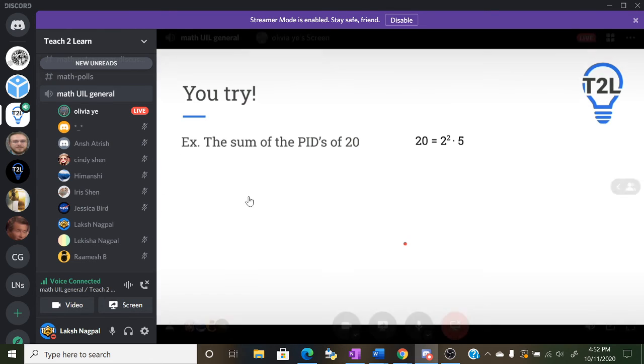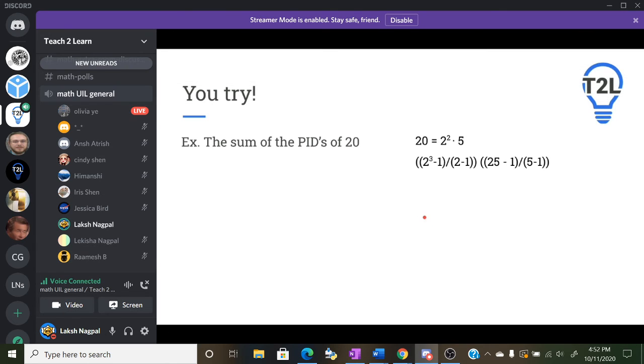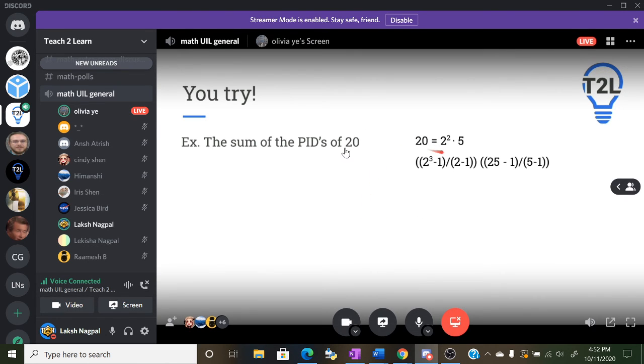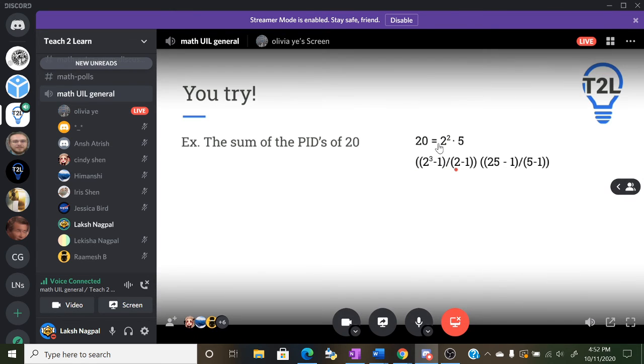Should we go ahead and reveal it then? Yeah, I can just go over this one. It's asking for the sum of PIDs of 20. First you want to take the prime factorization, which is 2 squared times 5. Then you do steps 2 and 3 from the last slide. You look at the individual numbers, 2 squared and 5, and apply those two steps.